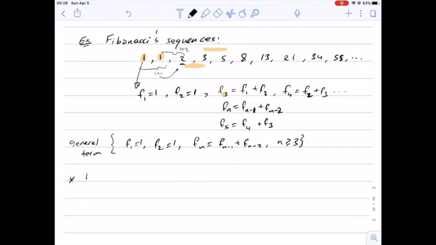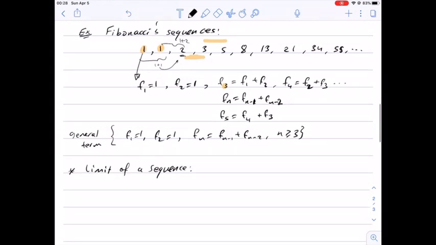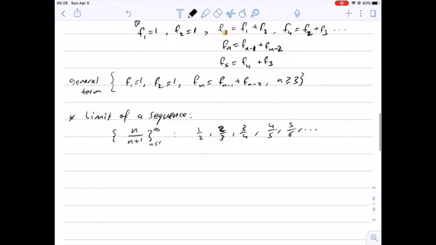Now we talk about a very important concept here, the limit of a sequence. What is the limit of a sequence? If we are given the sequence n over n plus 1, where n starts from 1 and goes to infinity, we get 1/2, 2/3, 3/4, 4/5, 5/6, and so on.